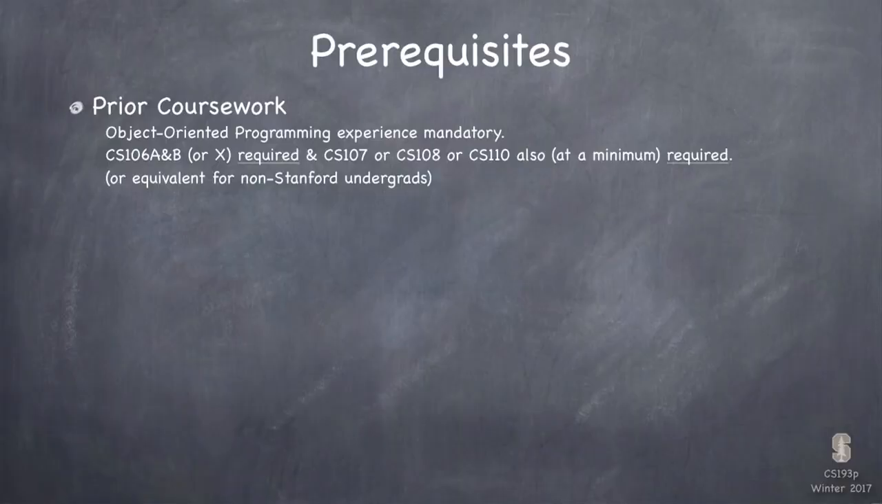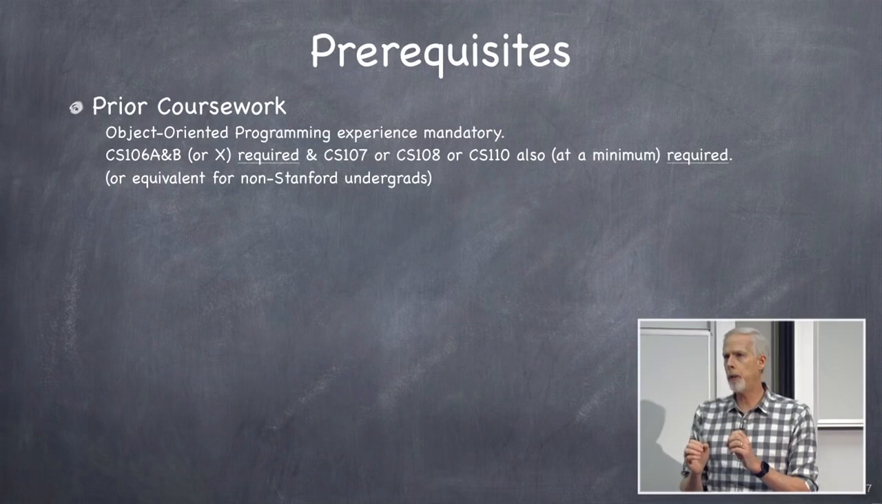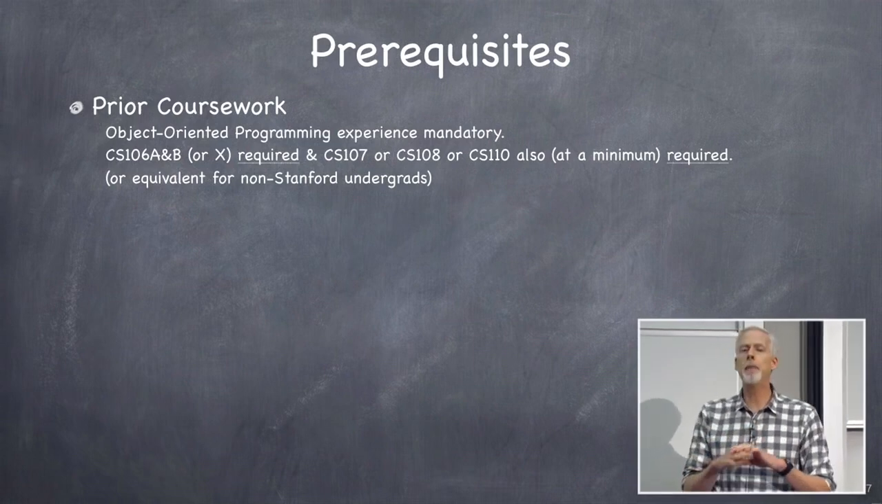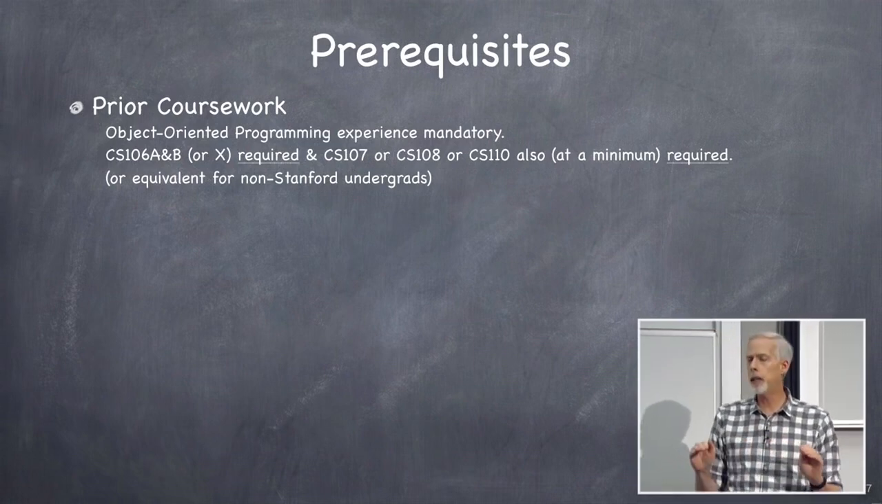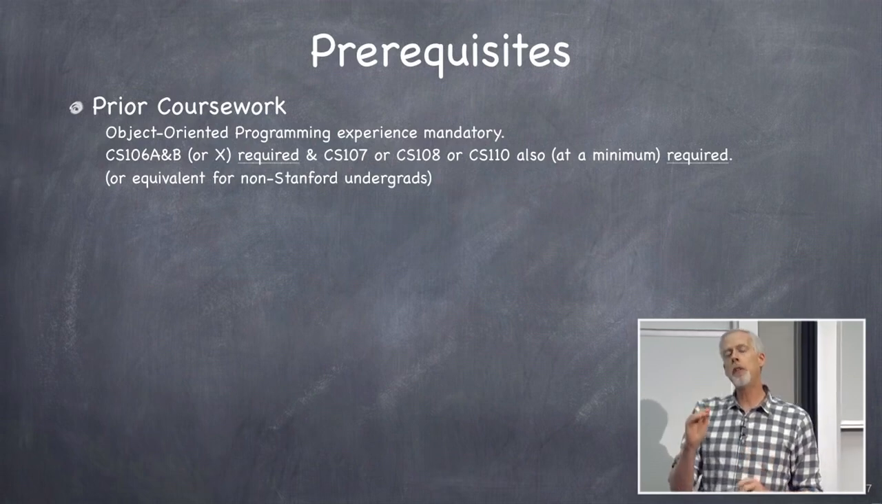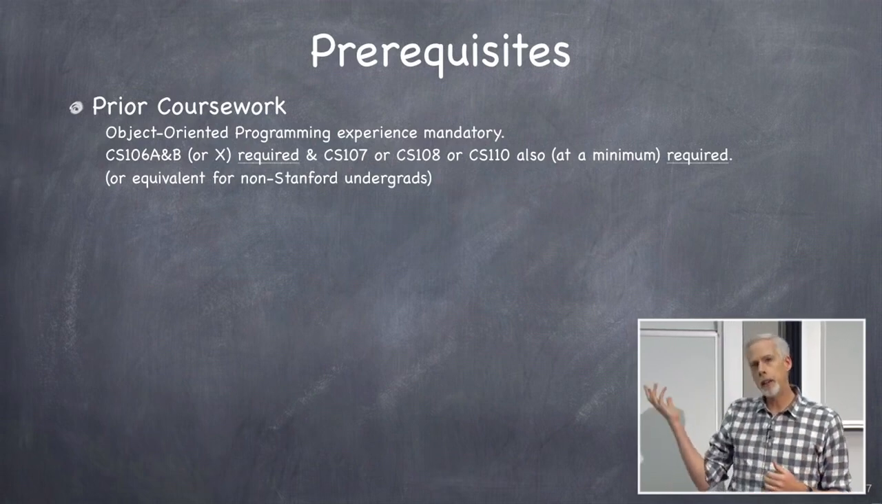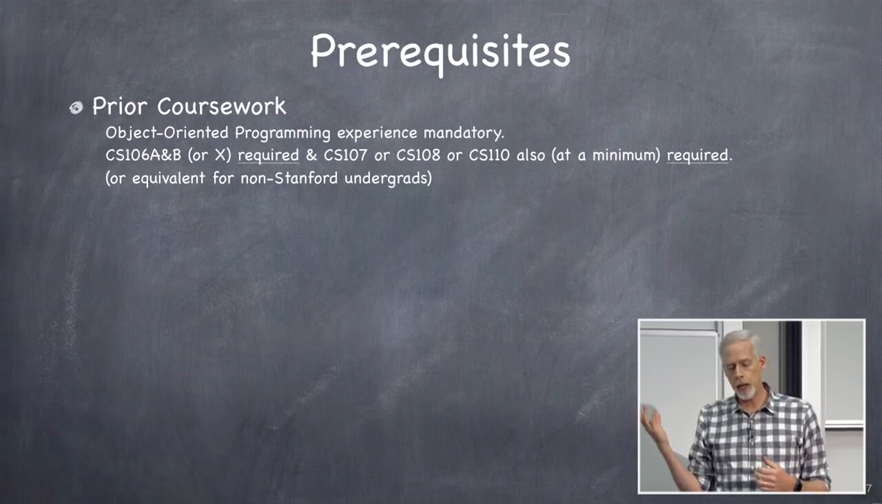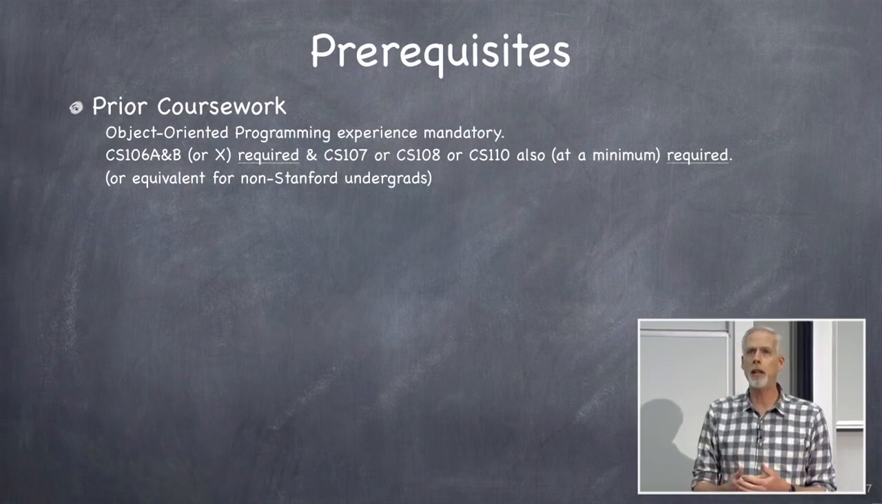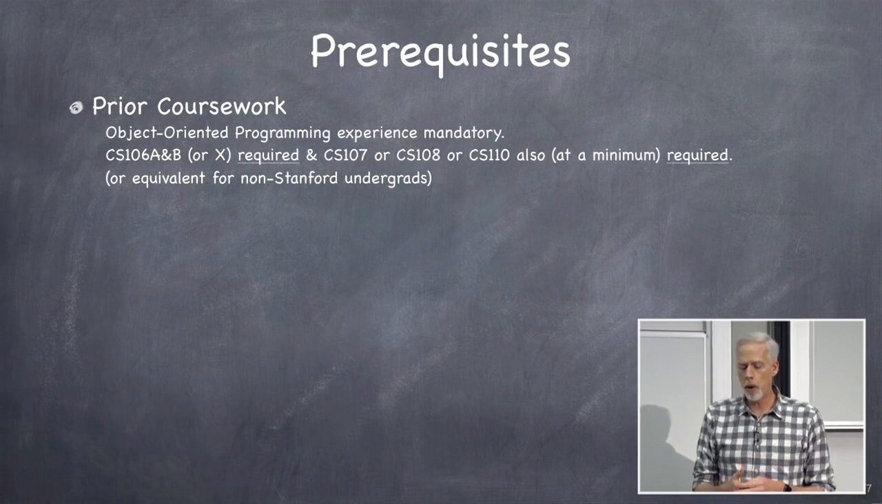Prerequisites, just boiling it down really easily, the prerequisite for this class is object-oriented programming. You have to know object-oriented programming. I'm not going to teach that in the class. I completely and utterly assume it. And not only do you have to know it, you have to have some experience doing it. So that's why here at Stanford, CS 106A and B are a hard prerequisite. You have to have taken those two. Those are object-oriented programming classes.